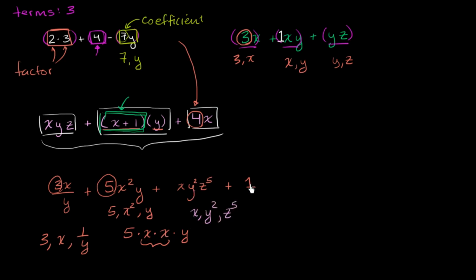And then finally, this last term, it's a constant term. How many factors does it have? Well, it's just 1. It's just got a 1 sitting there. It's not being multiplied by anything.